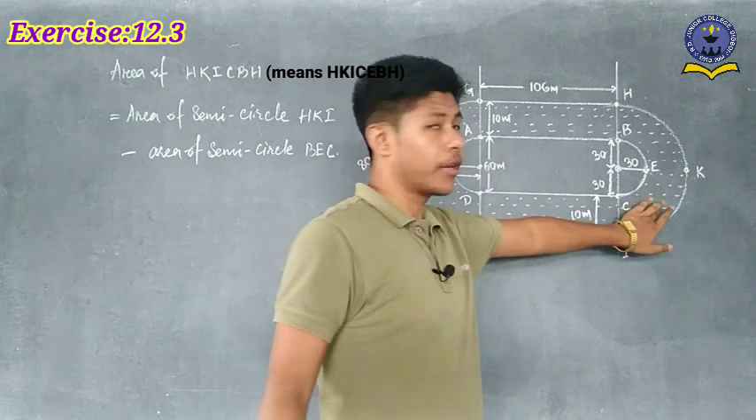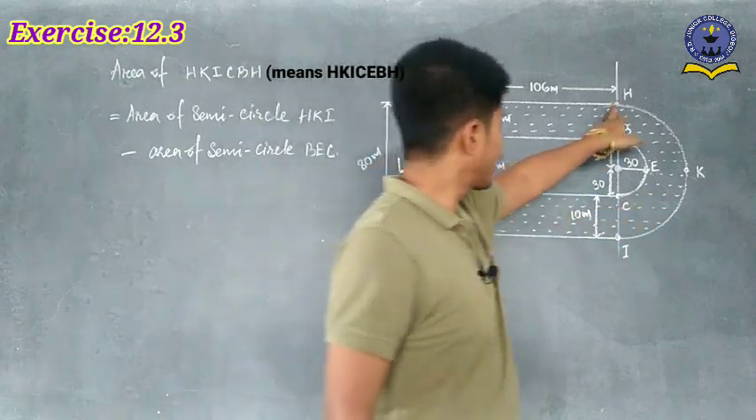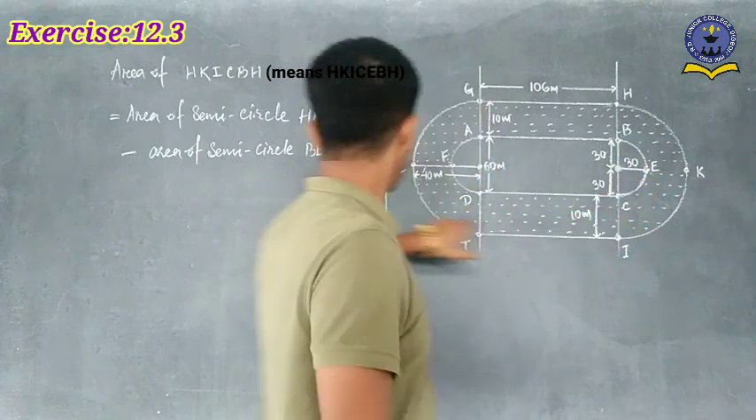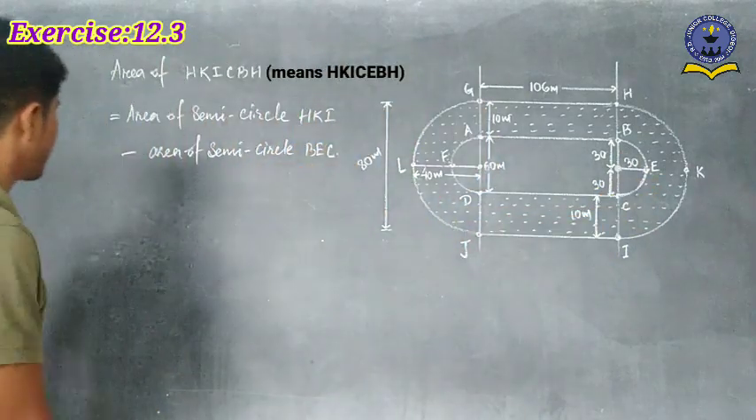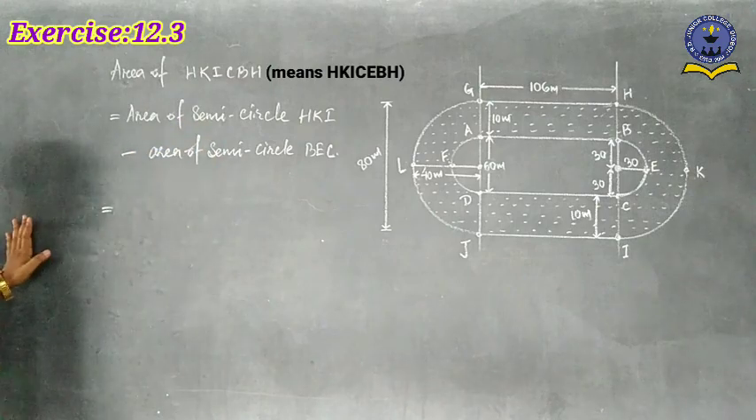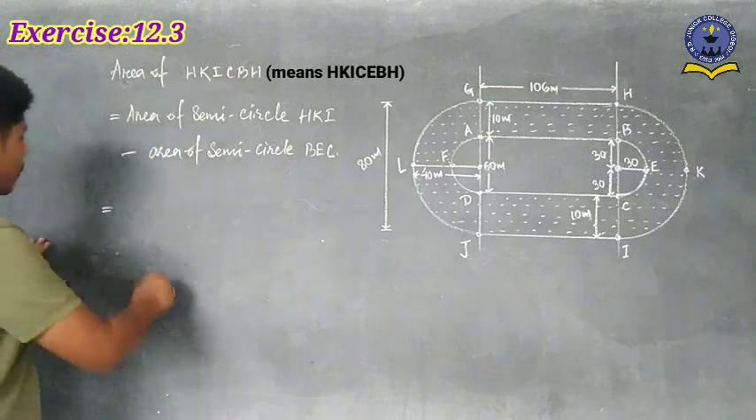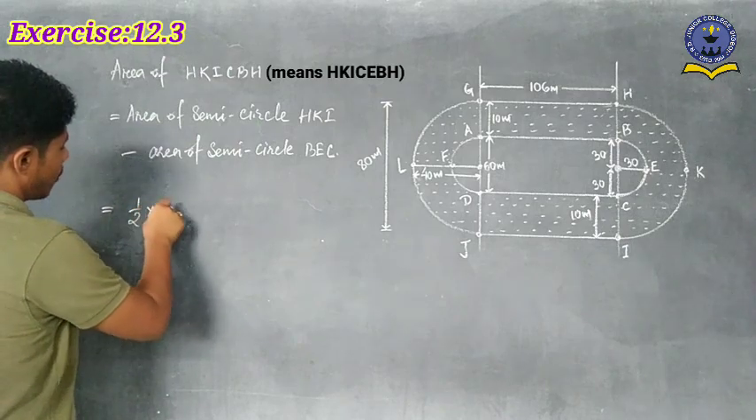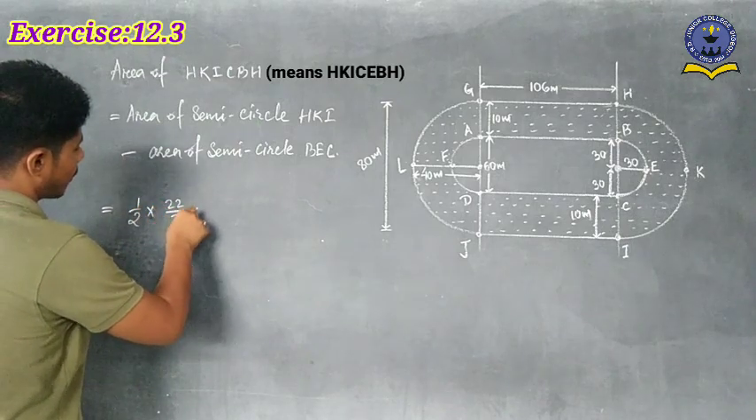This shaded portion we need, so for that what you have to do, HKI, this semicircle we have to consider, minus BEC. So HKI minus BEC we have to write. So semicircle, area of semicircle means what? Half of pi r square. So in case of first one, half of pi means 22 by 7 into r square.